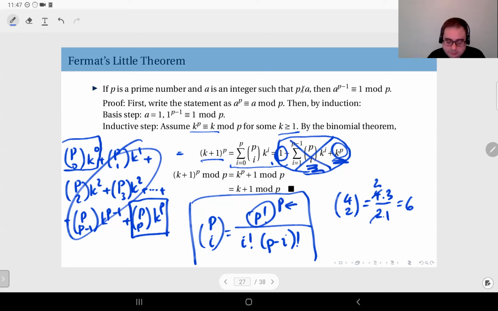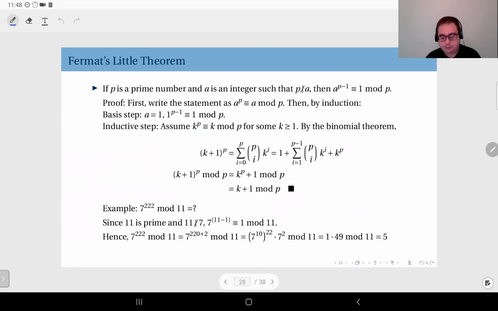Okay, and the final step, k to the power p modulo p, based on our inductive hypothesis, is congruent to k. Therefore, if you plug that in, you get k plus 1 to the power p modulo p is congruent to k plus 1 modulo p, which completes the proof. So this is the proof of Fermat's little theorem, and as I said, it has many other proofs, which we are not going to go into. This is quite a famous theorem, and many proofs have been laid out. But we are going to see the applications of this.